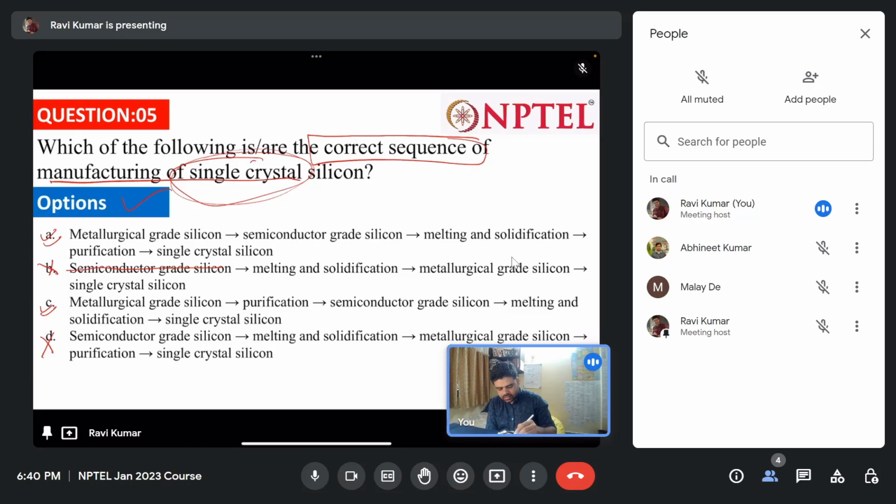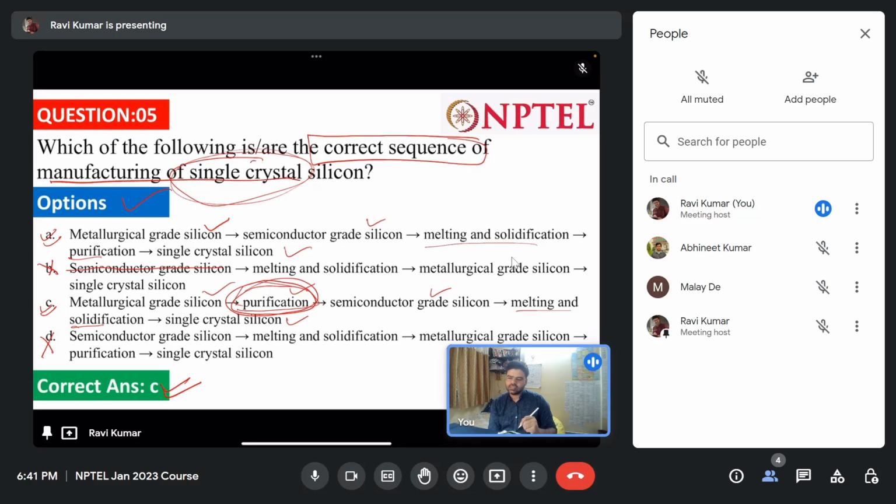It says metallurgical silicon, yes. Then it says semiconductor grade silicon, or it says purification. It needs more purification to obtain semiconductor grade silicon. Then it says melting, solidification, and single crystal. So which is more appropriate, A or C? C, because the purification is needed. It is clearly saying we need more purification to obtain the semiconductor grade. Oxide rejection is done to remove the defects. And option C is the correct answer.